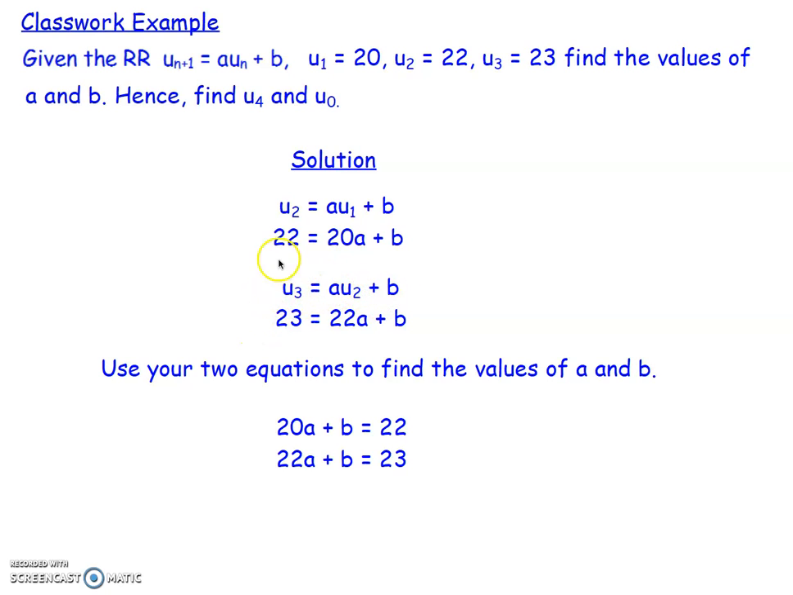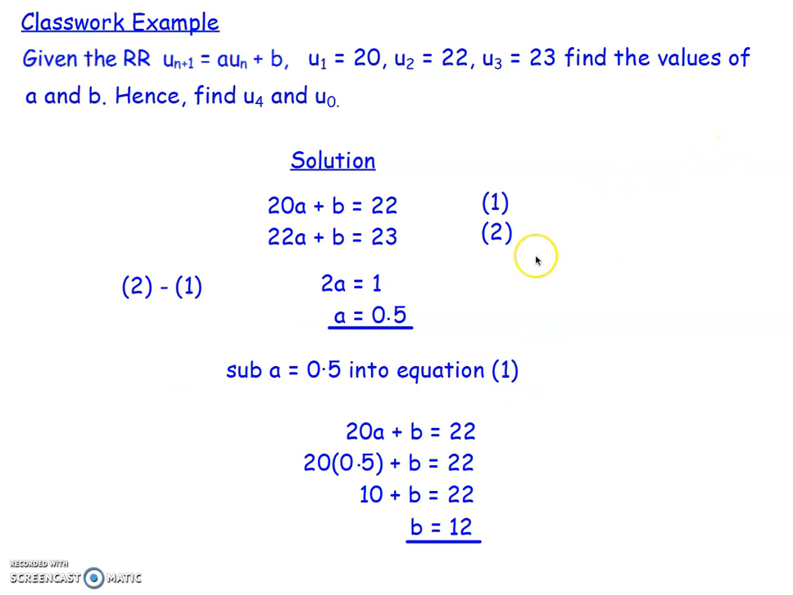Remember, the reason I'm writing these ones is because a recurrence relation is always defined by the next term equals a times the previous term. So u2 and u1 correlate, u3 and u2 correlate. So u3 equals 23, a, u2 is going to be 22. Again, I don't write a22, I write 22a plus b. That gives me two simultaneous equations, 20a plus b equals 22, and 22a plus b equals 23.